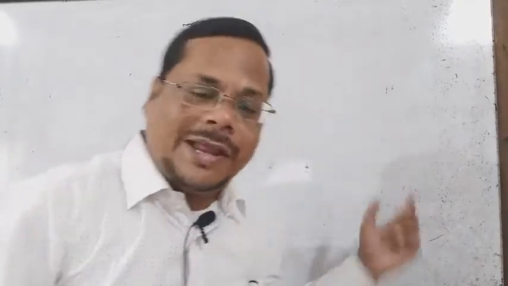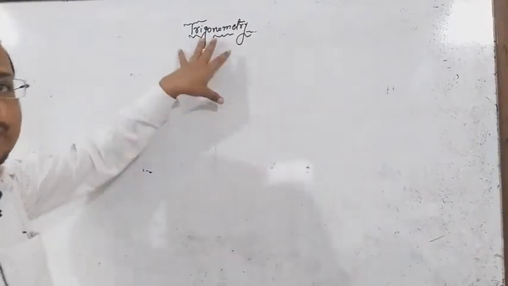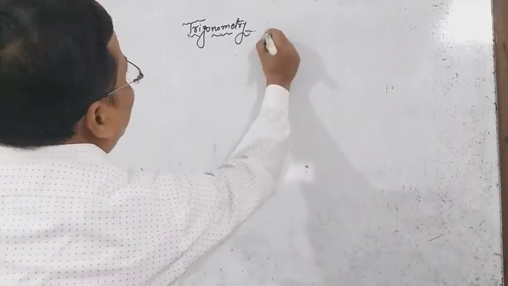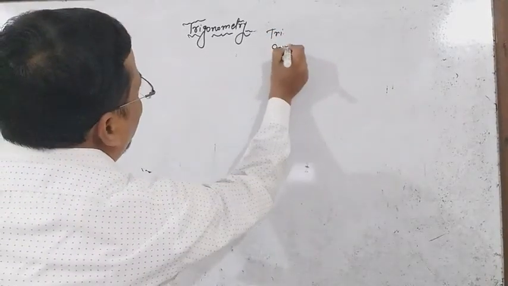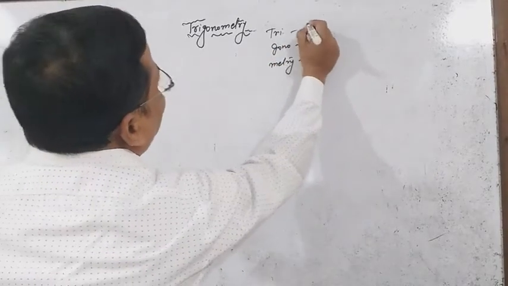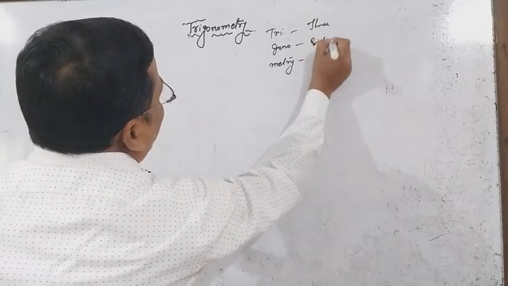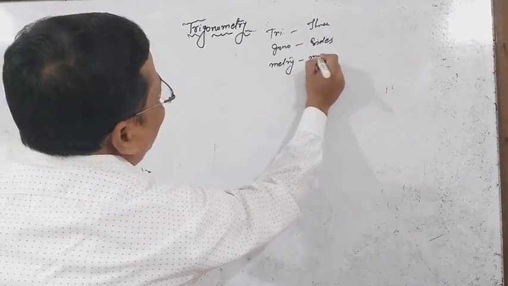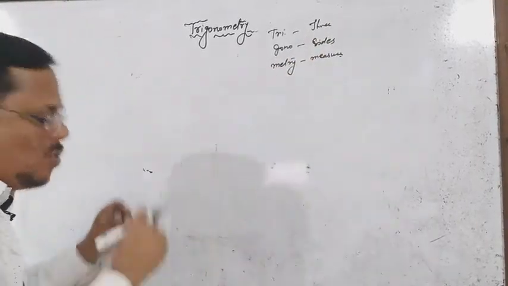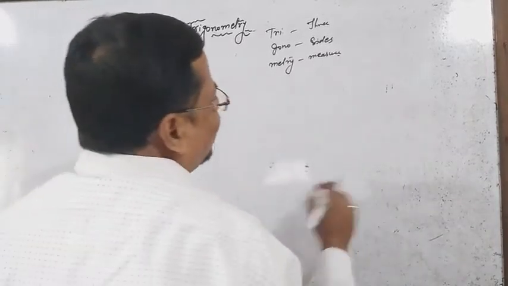Okay, fine. Today my topic is trigonometry. What is trigonometry? First, break this word: tri, go, no, metry. Tri means three. Gono means sides. And metry means measure. That means trigonometry means three sides measure. We note that any triangle has three sides and three angles.